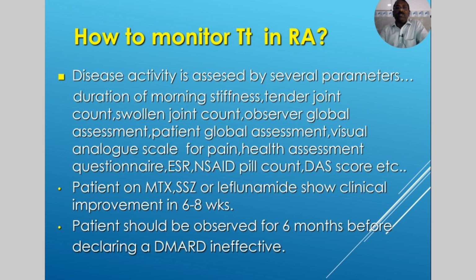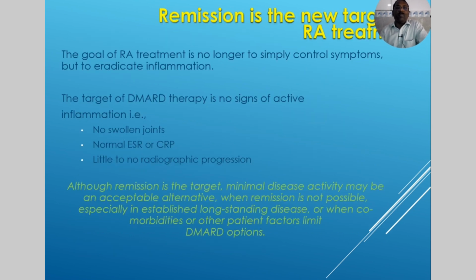Monitoring, already I told you. Disease activity is assessed by several parameters: duration of the morning stiffness, tender joint count, swollen joint count, patient global assessment, visual analog scale, etc. Remission. The goal of RA treatment is no longer to simply control the symptoms, but to eradicate the inflammation. This is the beauty of rheumatoid arthritis treatment. The patient came to you as a physician because you are the person to give them a remission. So to reduce, eradicate the inflammation, eradicate the formation of the pannus. So the target of DMARDs: no signs of active inflammation, no swollen joints, normal ESR or CRP, little or no radiographic progression.